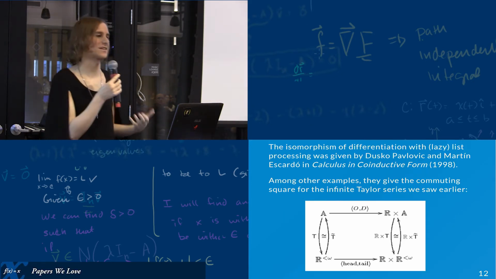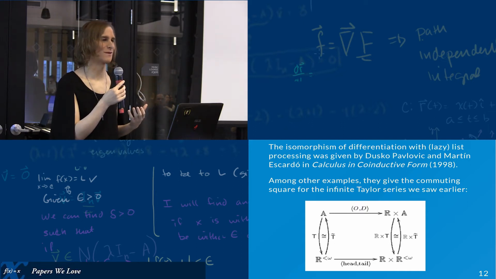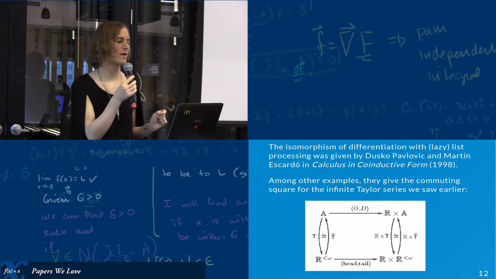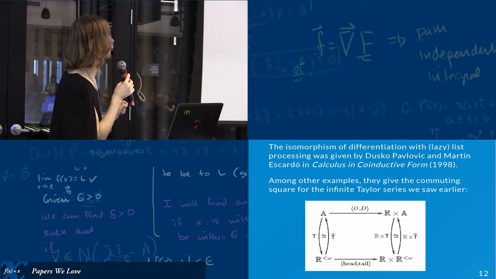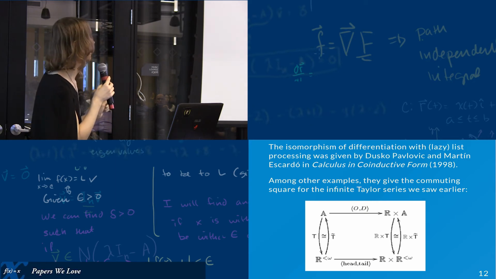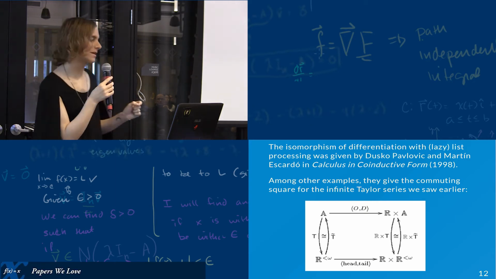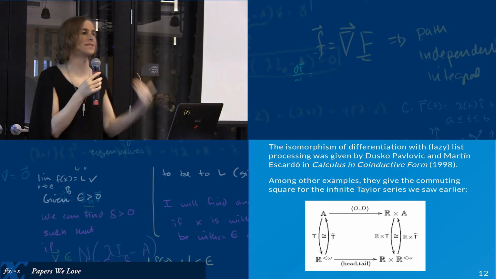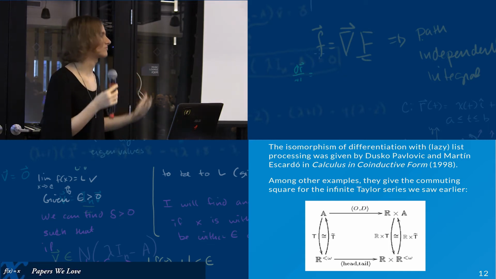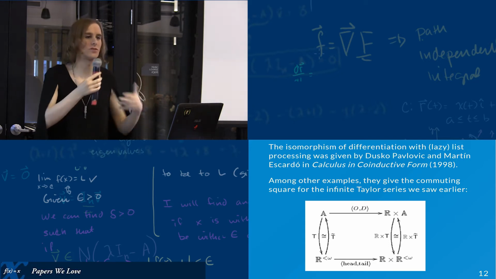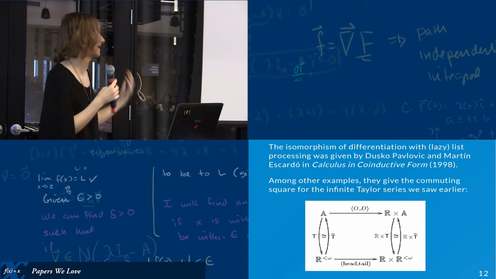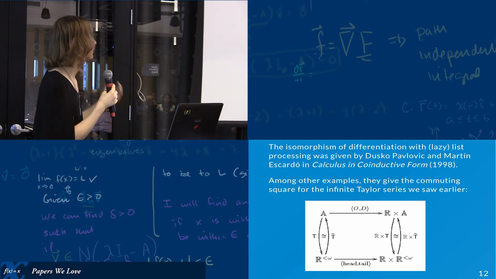To show that I'm not just bullshitting you about this, one of my truly favorite papers on this subject, maybe favorite papers in general, is Calculus in Co-Inductive Form by two mathematicians, Pavlovic and Escardó, 1998. They actually use category theory to prove that this is isomorphic, right? So it's not just that you can do this because Church thought of it, and functional languages are based on the lambda calculus, but they actually prove the isomorphism.